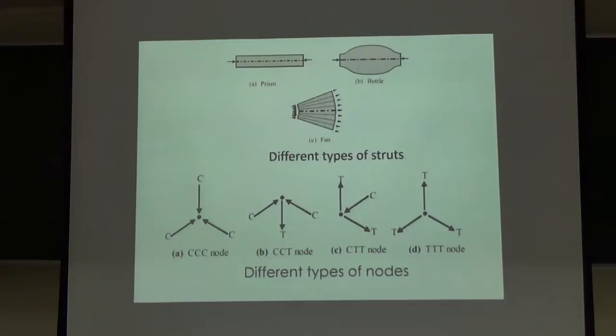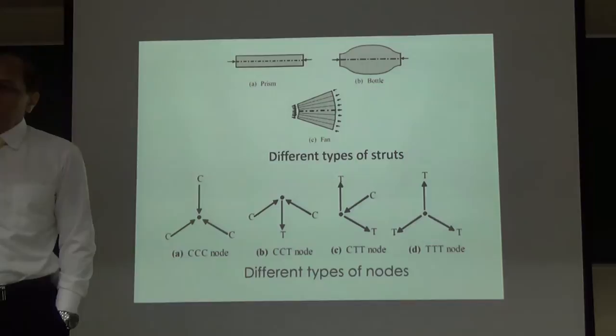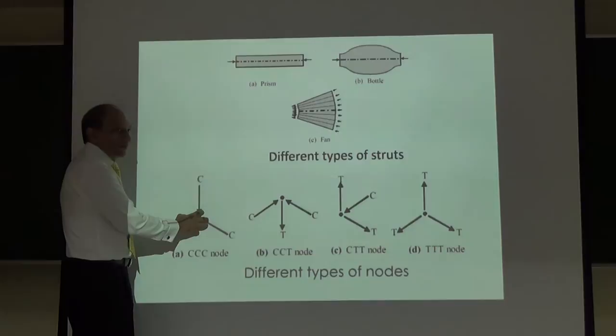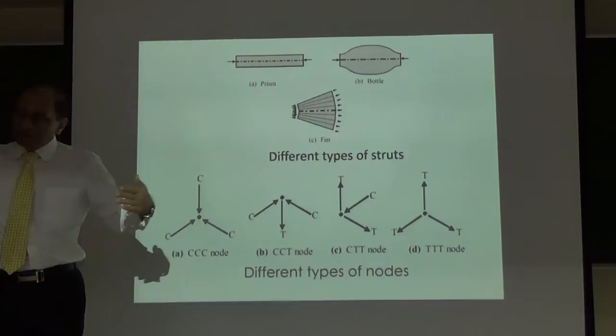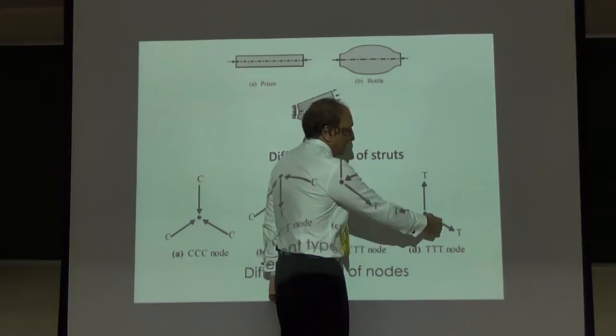So we can have CCC. This is CCC, this is CCT, this is CTT and TTT, right? So that is how you can see these points, and these joints have to be then designed. So it's obvious how you design them. Here, you need to check the triaxial compressive stress of concrete, which is quite large compared to the ordinary. Because these are confining the concrete from all directions, the concrete is becoming very strong. This one is pretty bad because all directions are tensions, so you must provide reinforcement, anchorage, or linkage between them.